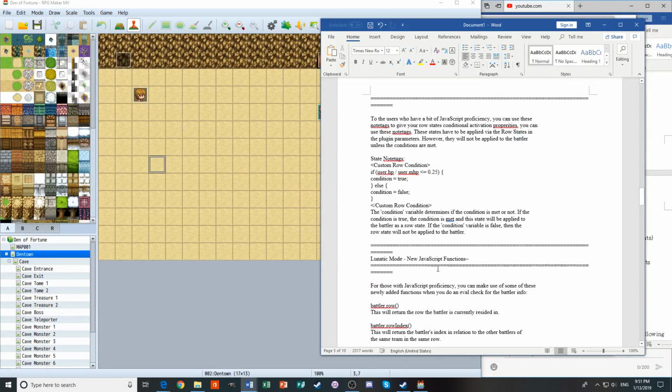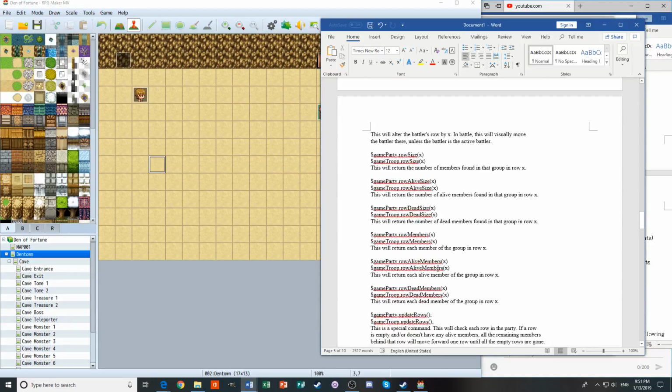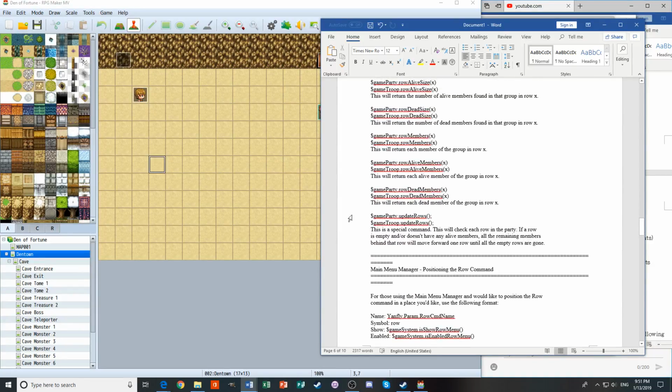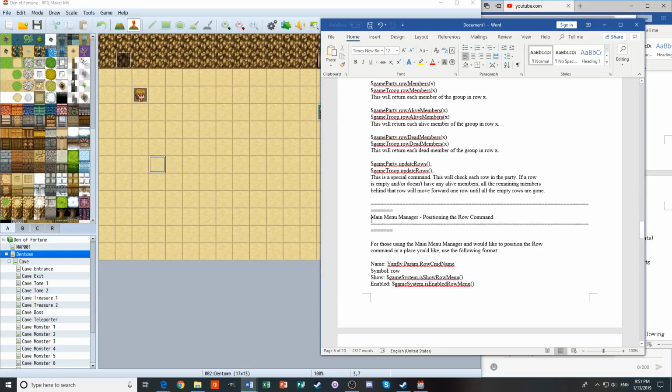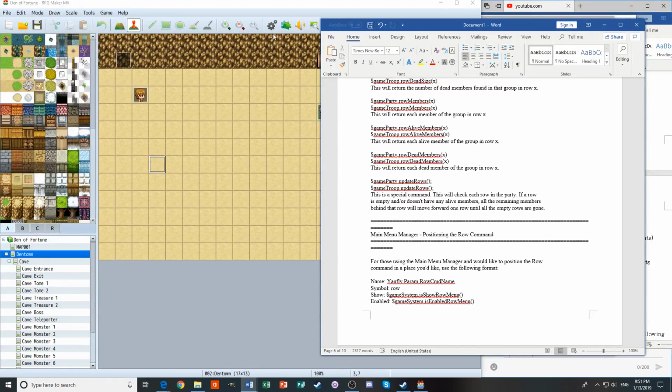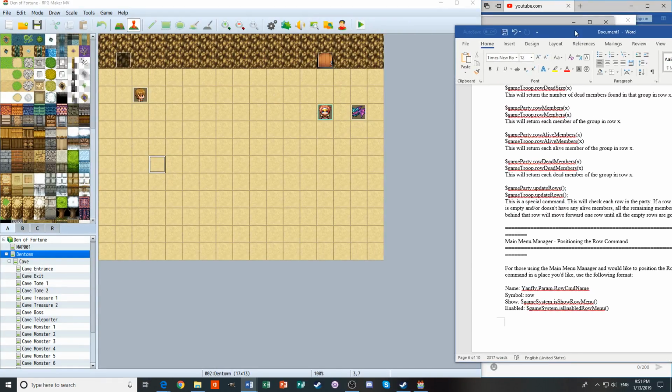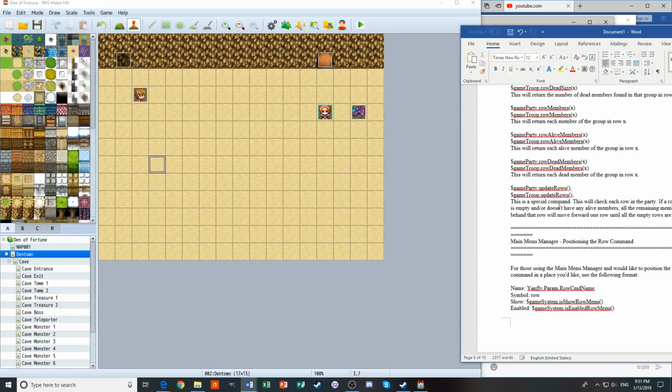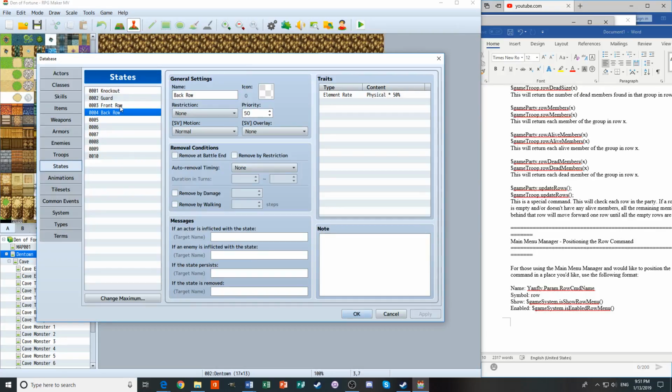I would like to call this every time somebody is knocked out. So can I just put that under the knockout state? Update rows? Knockout. I don't think I can, because if I just put script code in here, I don't think it's necessarily going to do anything.